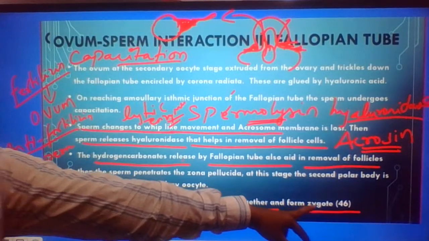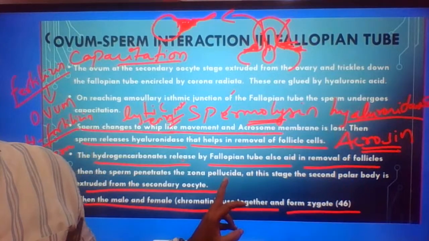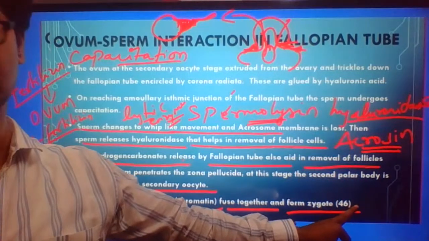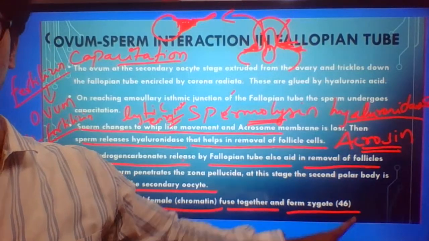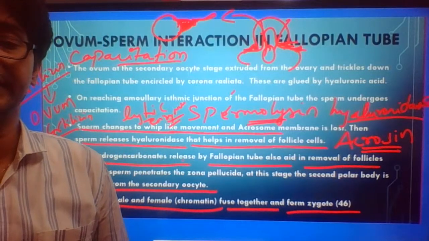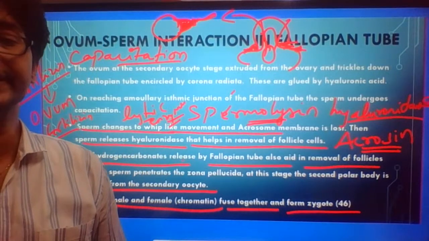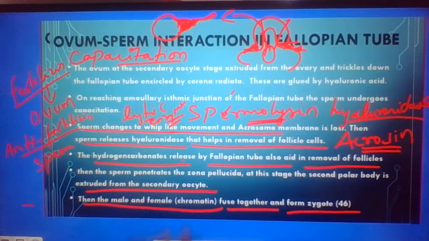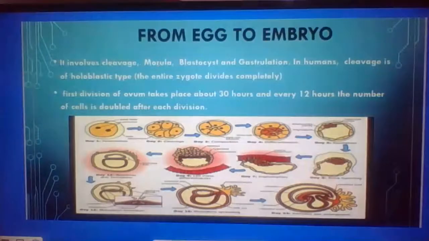What is the chromosome number? 23 from the male and 23 from the female. This leads to the formation of 46 chromosomes. I told you what ectopic pregnancy is: implantation which occurs other than in the uterus. This is called ectopic pregnancy. Exactly. Right? So now, egg to embryo. How an egg changes into an embryo, we are going to discuss in the next part.